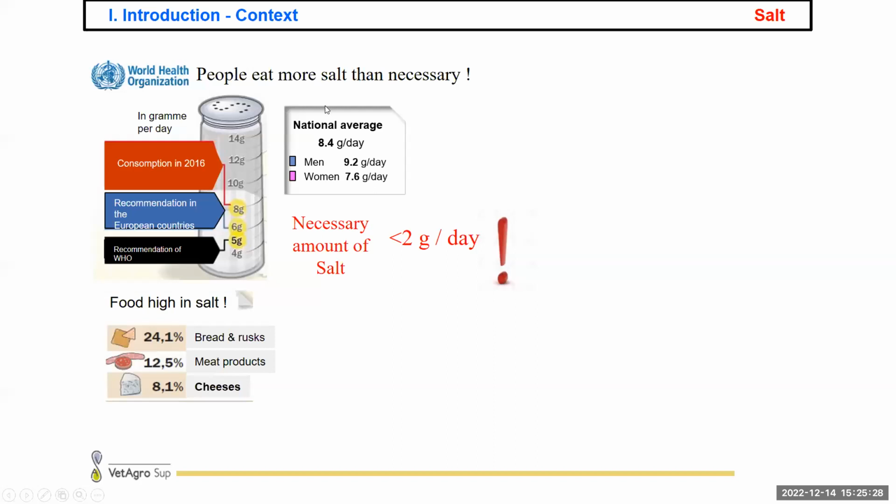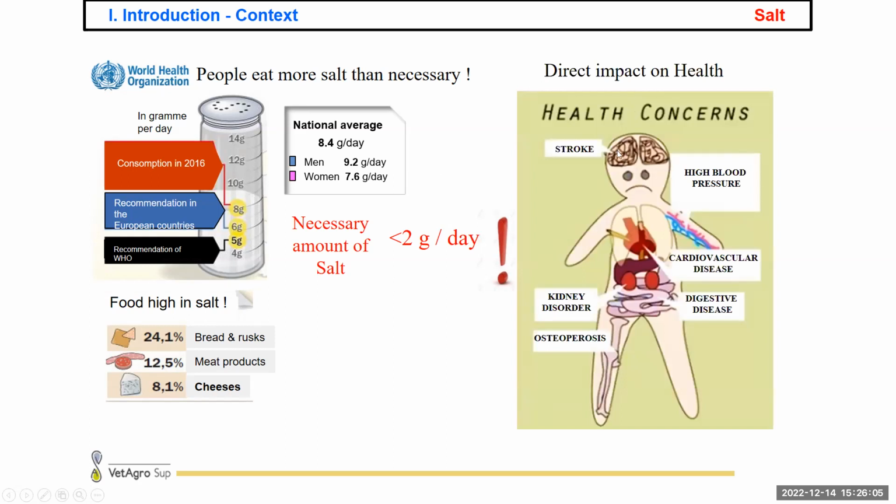Why we conducted this project is because we are eating a lot of salt in our diets. In Europe, I don't know if it's the same in Indonesia, we are eating more salt than necessary. And we have identified that 3 products are contributing to the salt intake of a human being, and in these 3 products, we can find the cheeses. So why reduce the salt intake? Because it causes different health concerns, high blood pressure, for example, kidney disorder, etc.